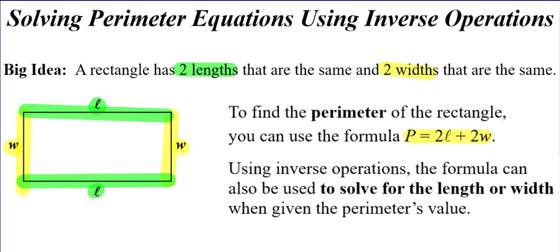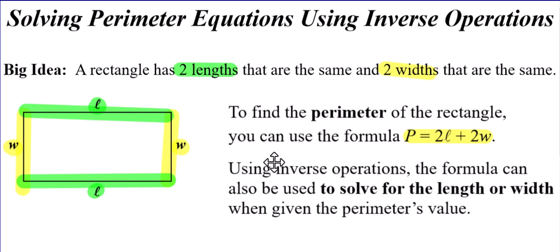The way that we normally get perimeter is we just add the outside measurements together. But since there's two lengths that are the same, we can do 2 times the length, 2L. And since there's two widths that are the same, we can do 2 times W, 2W. And then add those results together to give you the perimeter. You might have seen this perimeter formula in the past, perhaps.